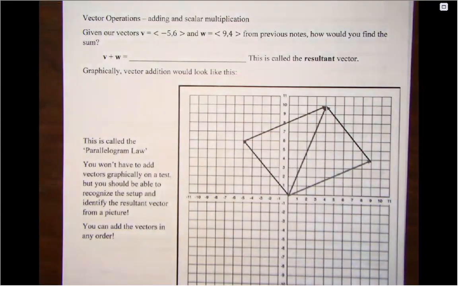So the good news here, again, is that there are really only two operations that we talk about with vectors. There's adding, which works exactly the way you think it's going to work, and then something called scalar multiplication, which we'll get to in just a minute. There's really no such thing as subtracting, but there's a way around that we'll look at in just a minute.